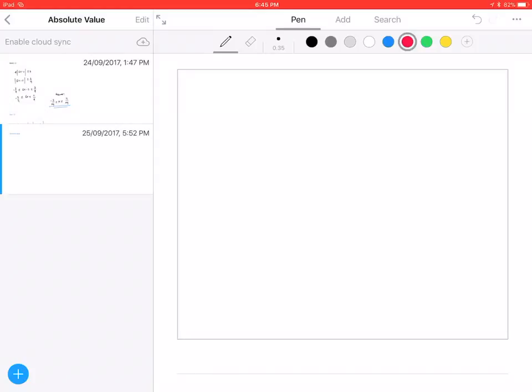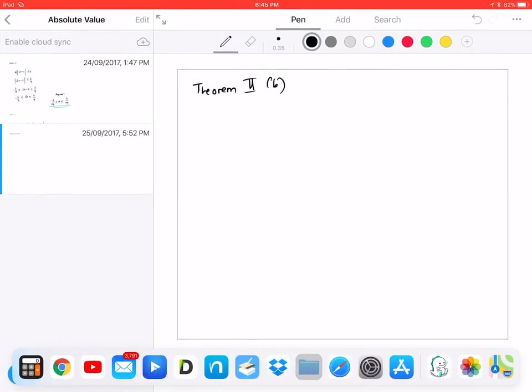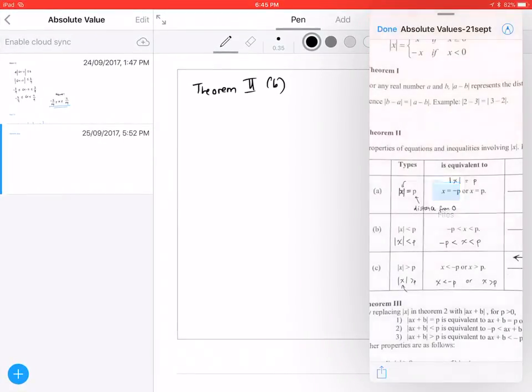Now let's look at theorem 2 type B. So this will be theorem 2 type B. Okay, let's look at our notes first.